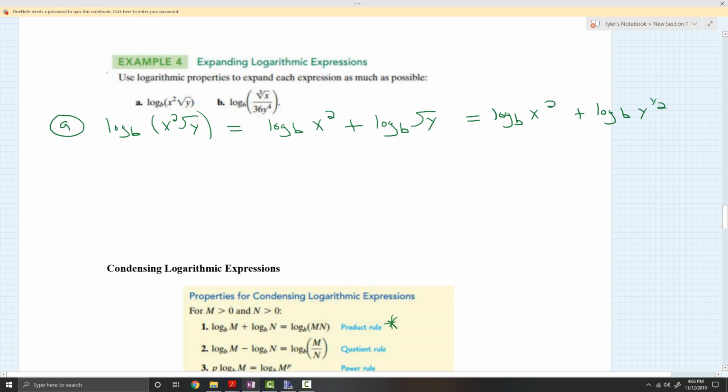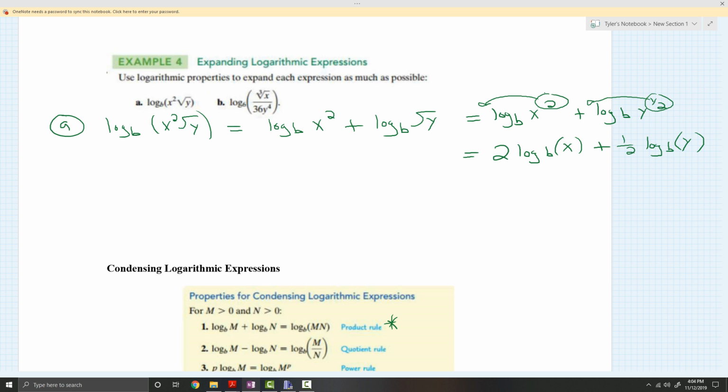So now what I can do is use the power rule and pull those exponents out in front. I can take this exponent, pull it in front, and take this exponent, pull it in front. So what I end up getting is 2 times log base b of x plus 1/2 log base b of y. Again, I want to just emphasize, for clarity, what we're taking the log of.